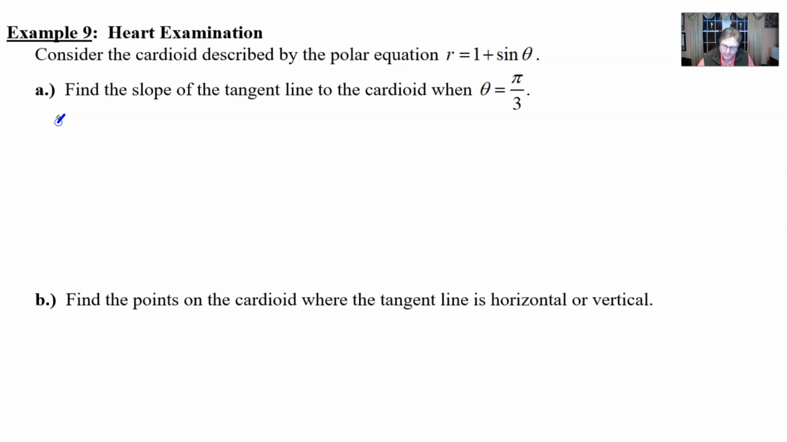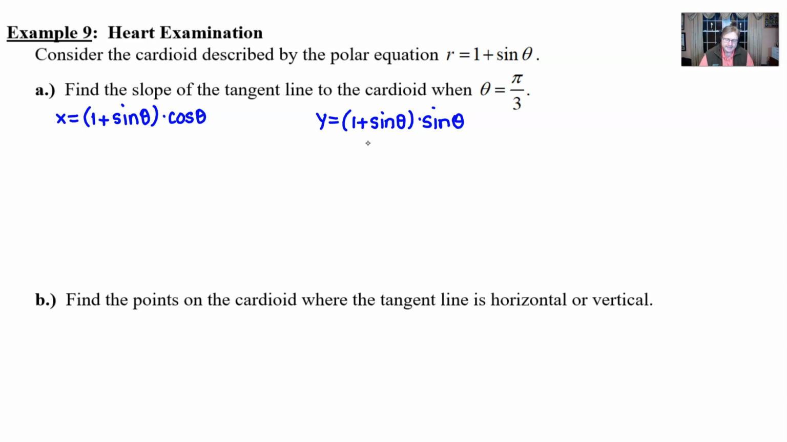Before we can really get going with this, we need to rewrite this in its form for x and y. So x, as we all know, is just simply r, 1 plus sine theta in this case, times the cosine. There we have it, all set to go. Y, on the other hand, is r, 1 plus sine theta, multiplied by the sine of theta. Now, at this point, it's really up to you if you want to distribute the cosine in and distribute the sine in. Some students like to do that.